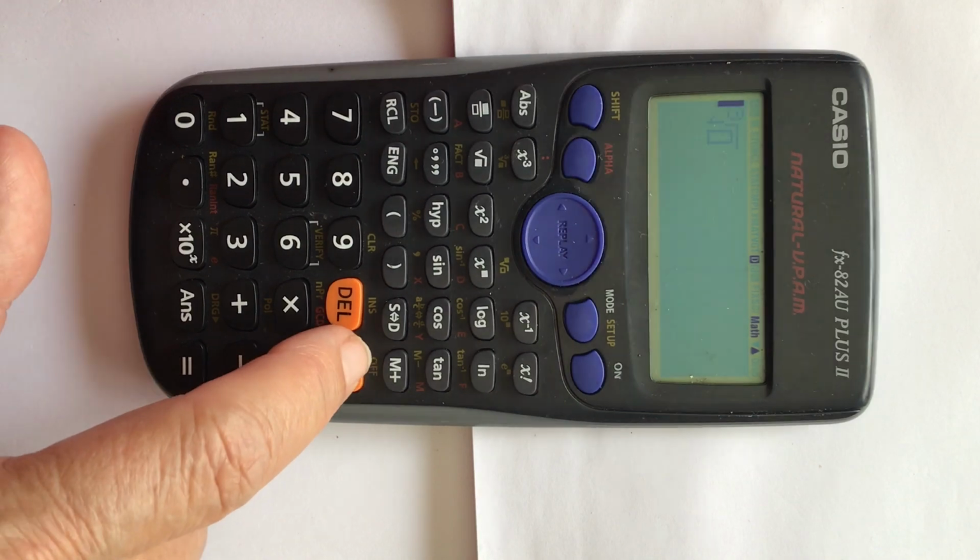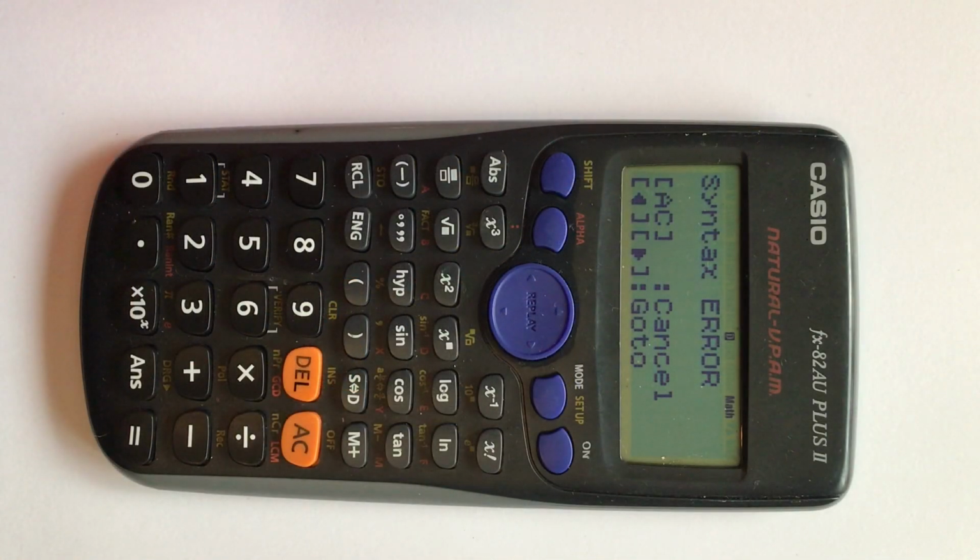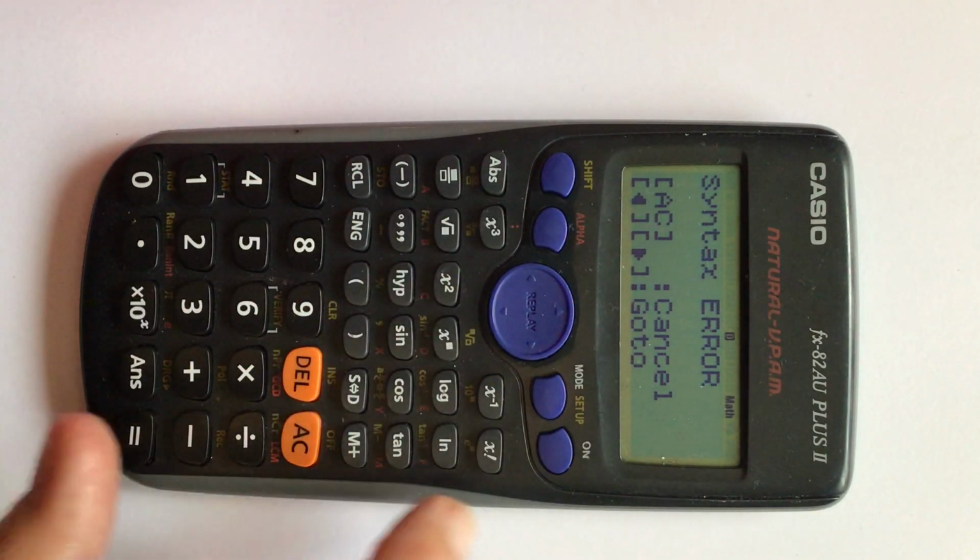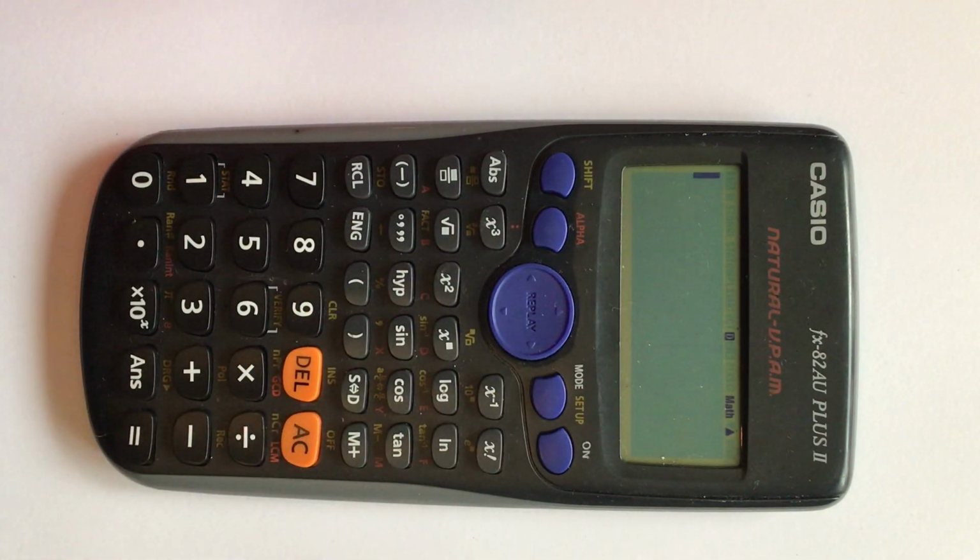Okay, I just got that syntax error because I did something wrong. If you do something that's not mathematically correct, you'll get this sort of result. So let's clear that. And now we're talking about irrational numbers.